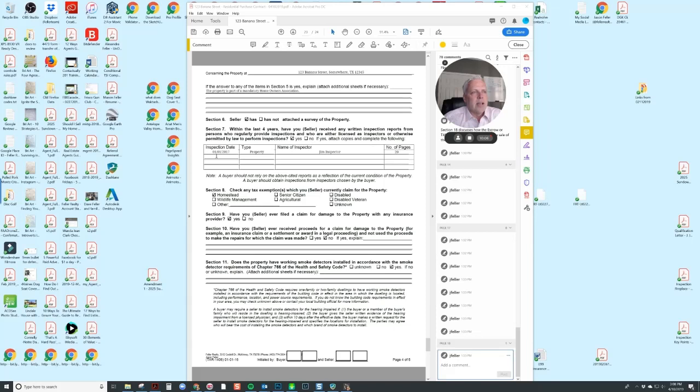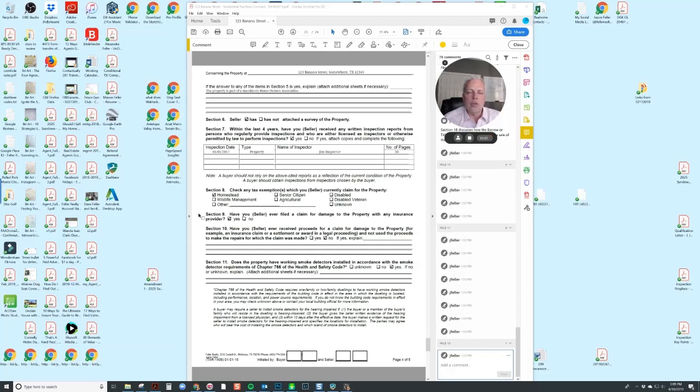Then section 7 is asking, has a property inspection been completed on the property in the last 4 years? If it has, who did it, when was it done, and how big is the number of pages involved? Section 8 is talking about the tax exemptions that are currently on the property. So in Texas, most people have a homestead if it's their primary property. And then you would go through whether it's a senior citizen exemption, disabled veteran. And of course, the title company would identify this, and you would be able to find out what exemptions were in place.